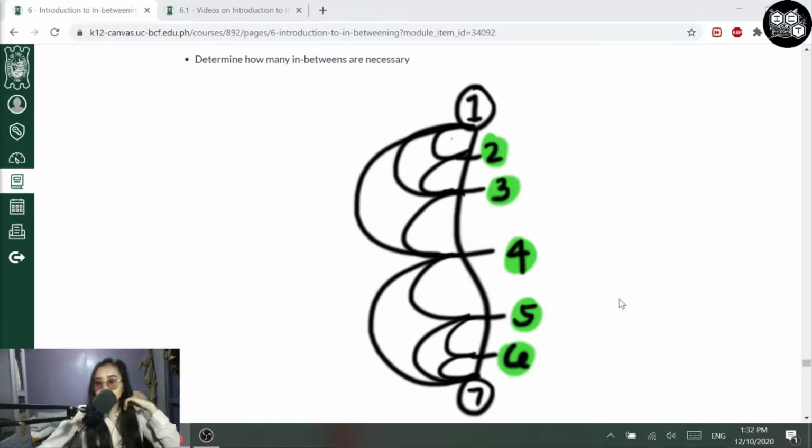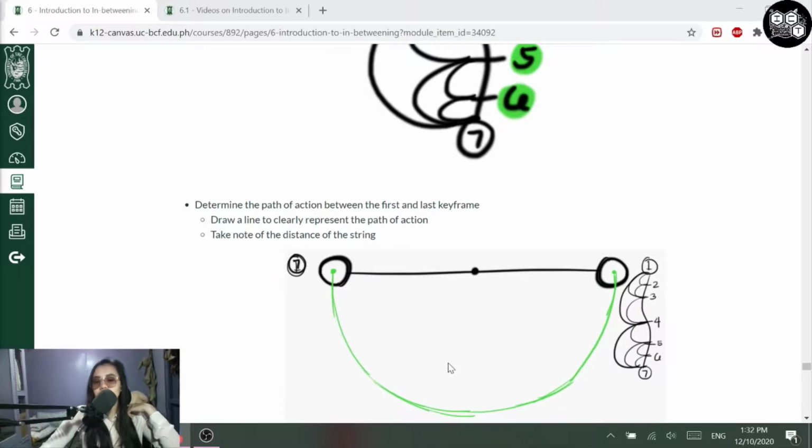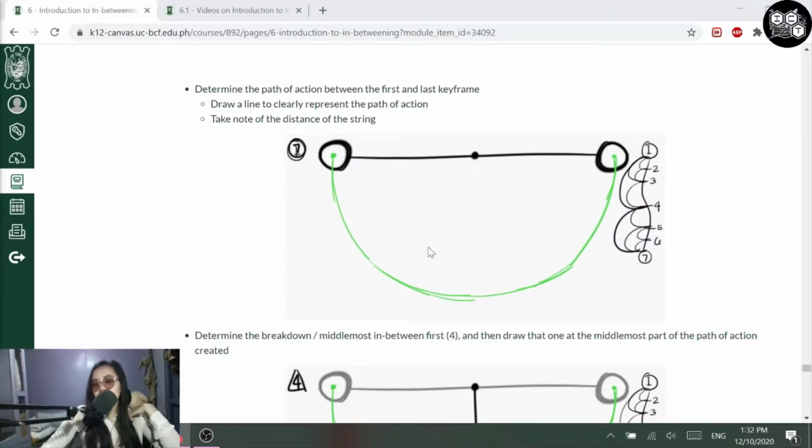So this is an example of a slow in, slow out. At the very beginning and at the very end, there tend to be more drawings, and in the middle there are not really a lot of drawings. Again, please take note of the path of action. You can see the path of action right here, it's not a straight line. A lot of the paths of action that we have are more of a curved line, since a lot of our actions are more organic.